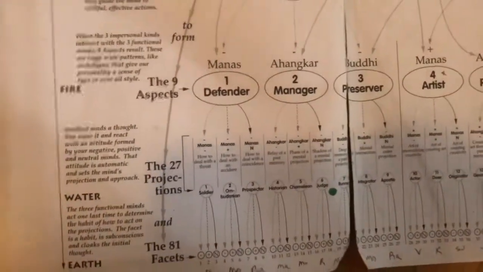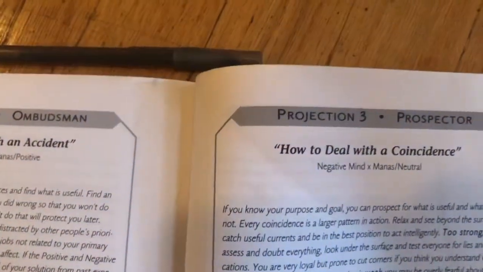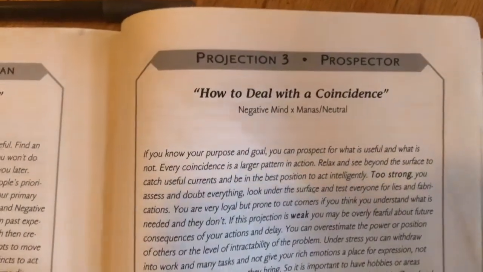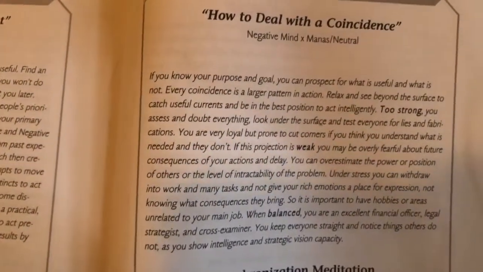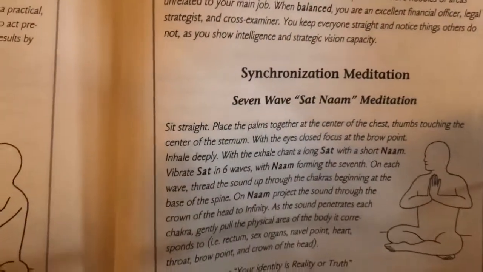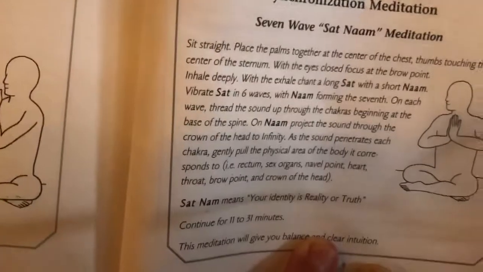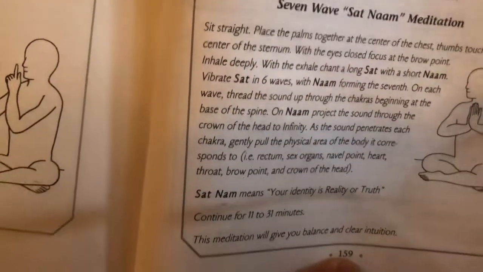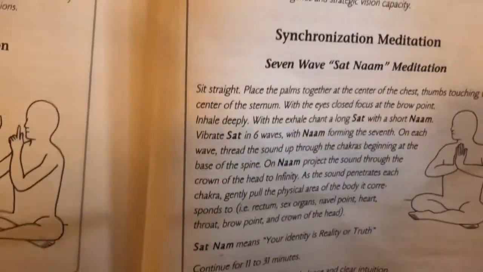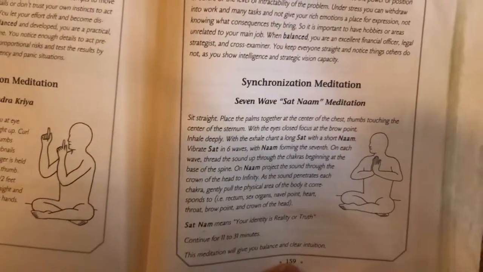So what you do is you flip through here, you find projection 3 in Yogi Bhajan's book. So here it is, projection 3, the prospector, how to deal with a coincidence. Then the exercise, which is called the 7-wave Sat Nam meditation. And I'll show you this in a moment. It's done for 11 to 31 minutes. Here's the posture. All right. So in the next segment, I'll go ahead and demonstrate this exercise.